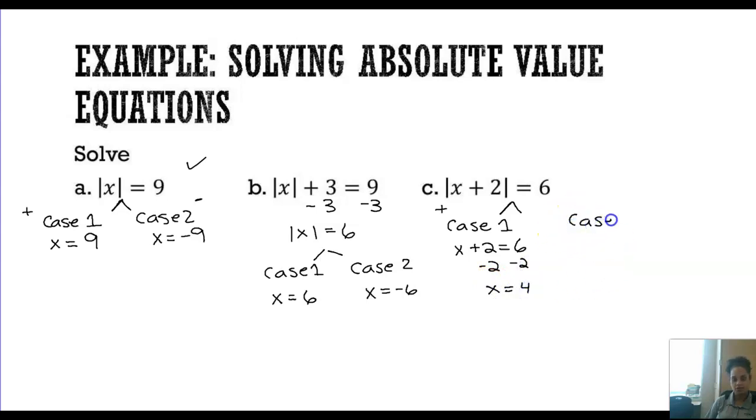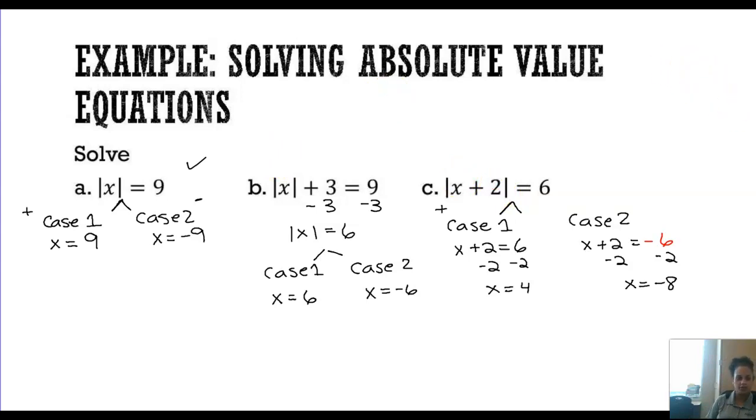For case 2, which is my negative case, I'm going to say x plus 2 is equal to what? -6. And then I'm going to solve it. So -2, and I get x equals -8. If you're like, whoa, that's weird, plug it in. 4 plus 2 is 6. The absolute value of 6 is 6. -8 plus 2 is -6. The absolute value of -6 is what? 6. Absolute value, most of the time, gives you 2 answers.